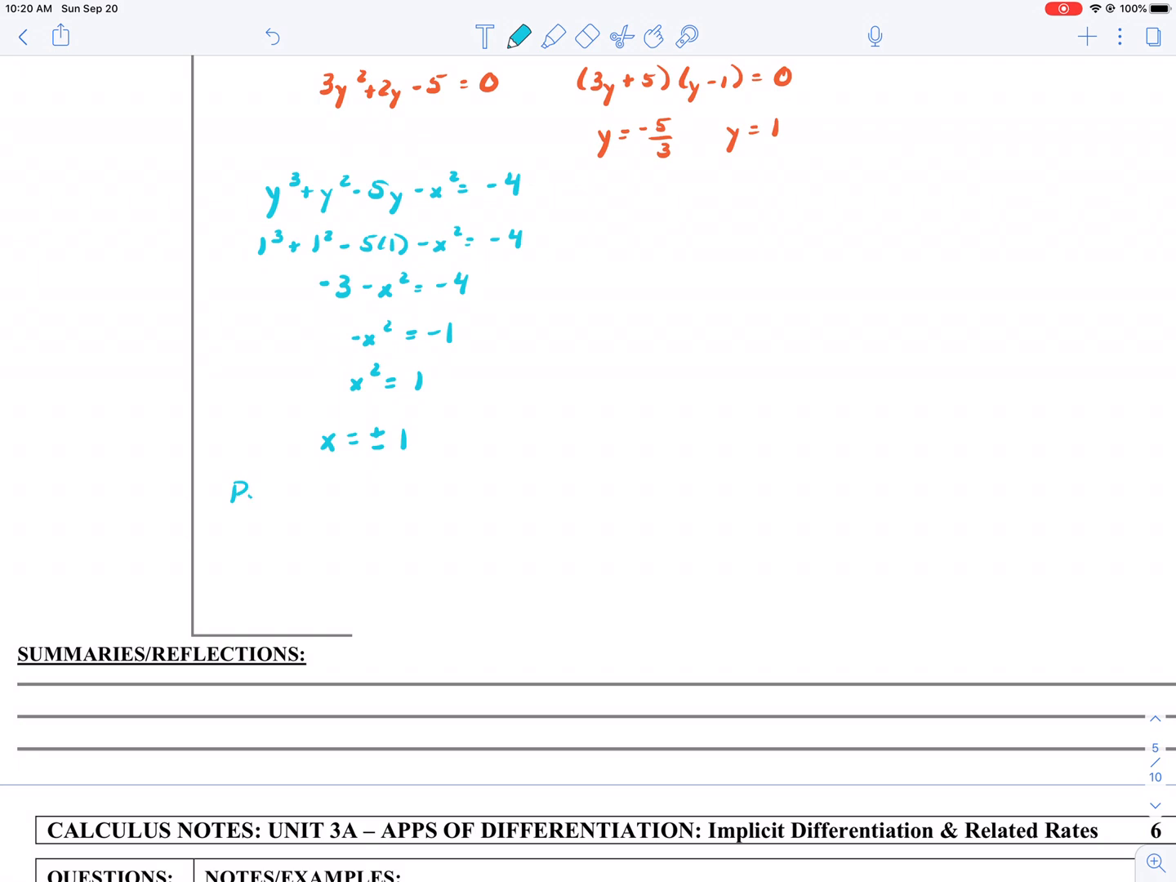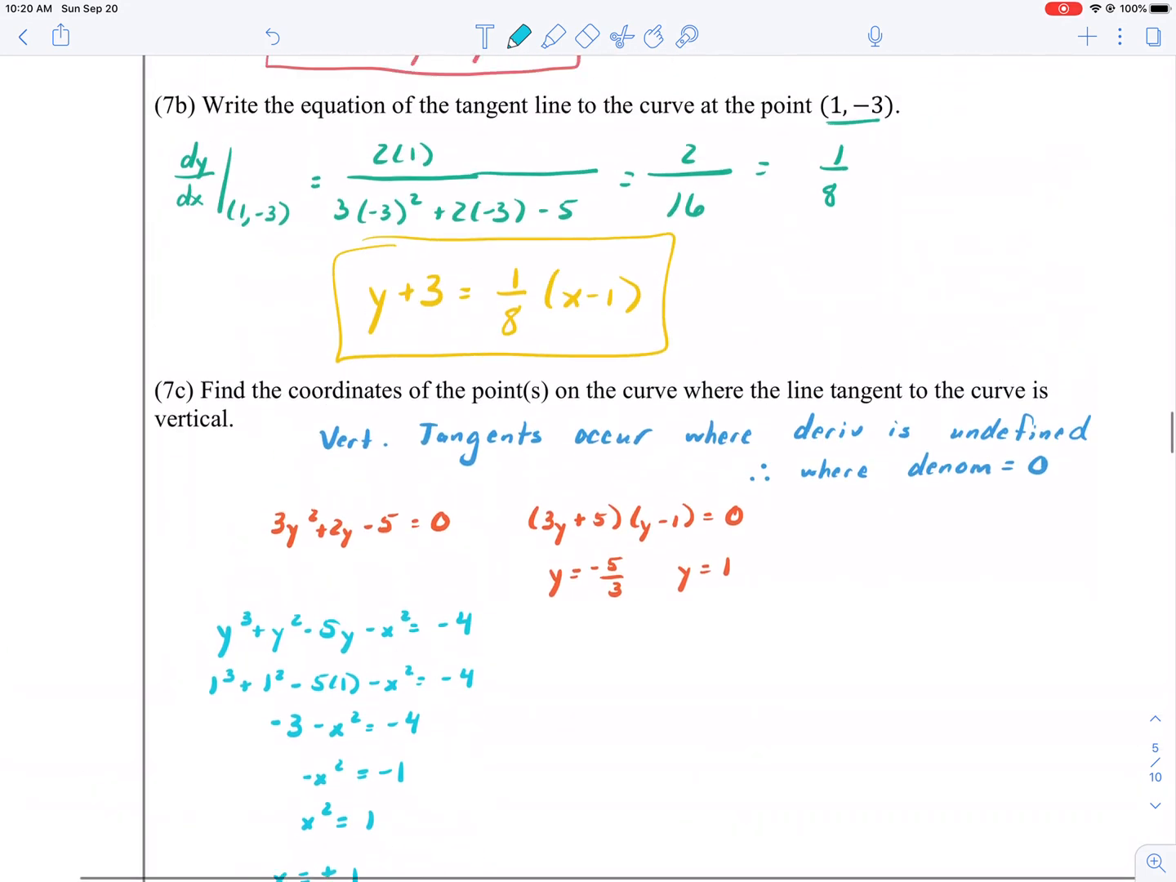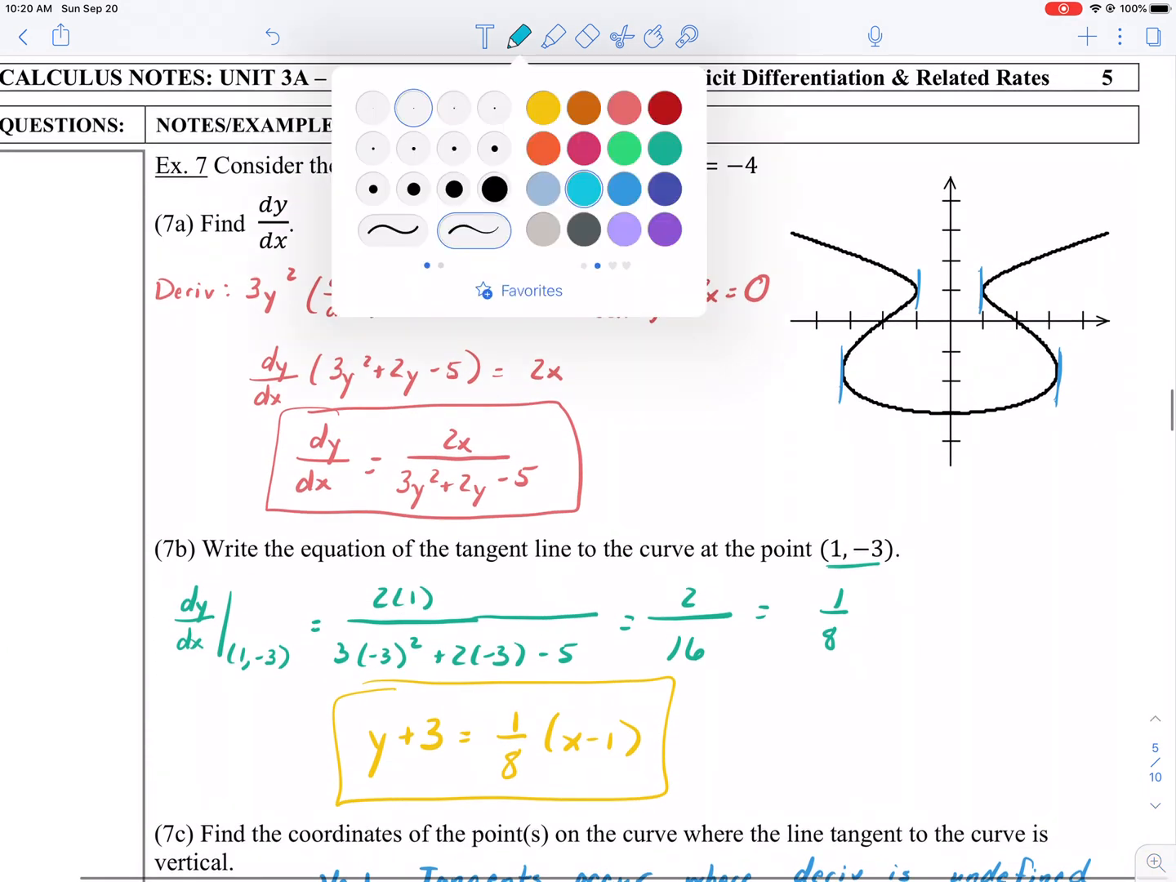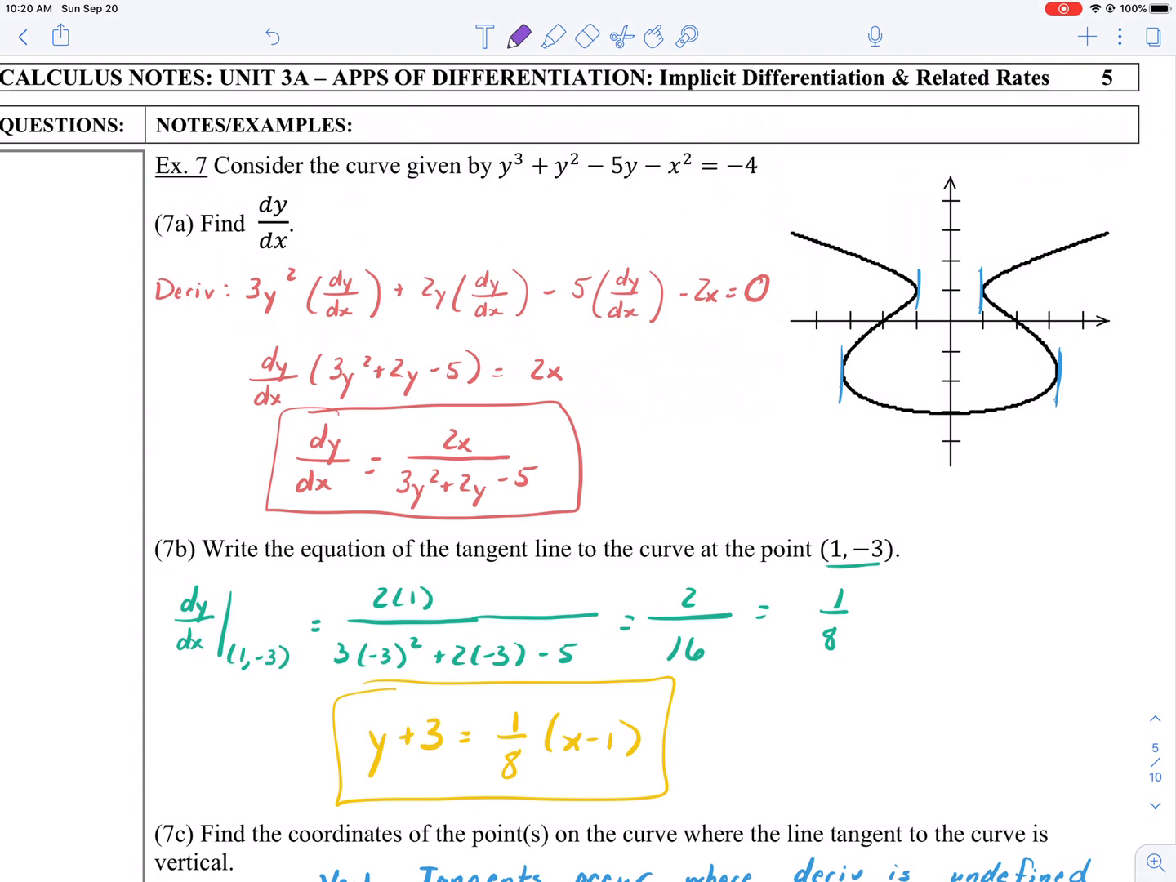So the points for my vertical tangency are going to be (1, 1), because the y is always 1, and (negative 1, 1). Well, let's go back and look at our curve to see if that makes sense. So it looks as though I've got, yep, there's (1, 1), and there's (negative 1, 1). Okay, so I'm feeling pretty good about my math so far.